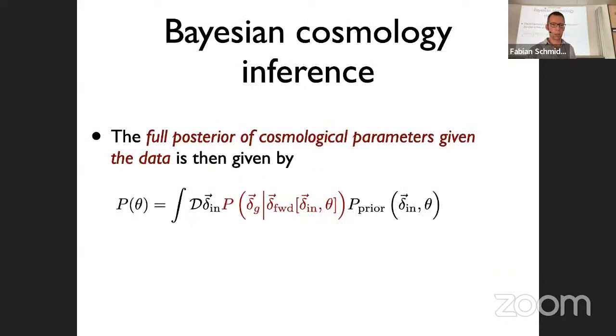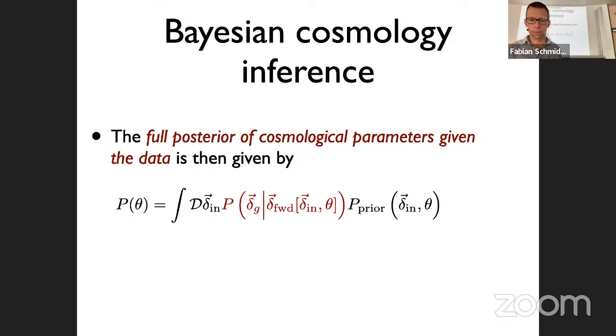I can write down the posterior of cosmological parameters given the data in a formal way. So P of theta is the prior times the likelihood of the observed galaxy density field, though of course you could also think of the cosmic microwave background or any other observable, given this forward modeled density field. Conditioned on a given initial condition, it's just the prior times this likelihood. And then I have to marginalize over my initial conditions, because I don't have any independent information on those. This is what we want to calculate in cosmology, and we always do some approximations to this. Basically, that's all of what cosmological inference is.